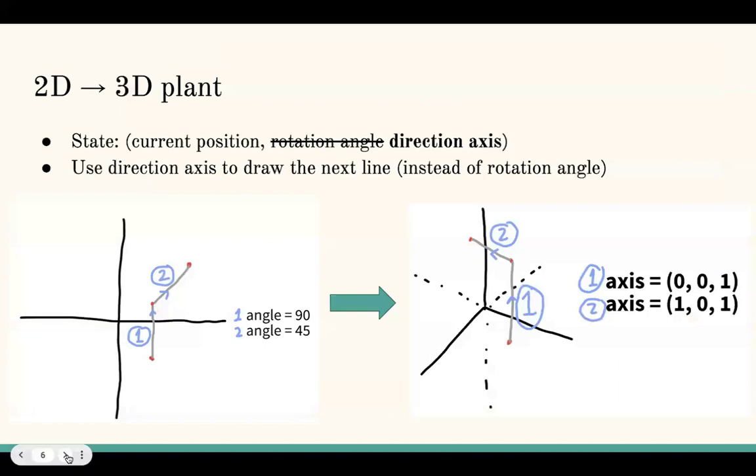One of the challenges we faced when implementing L systems was how to make it 3D. Originally, when we were calculating the L system, we stored the current state as the current position and also the rotation angle. But we had to change this so that we store the direction axis instead of the rotation angle, so that we could draw in an arbitrary direction. As you can see from the image, we used to have an angle, so we draw from 90 degrees to 45 degrees. But in 3D, now we can store an axis, so we can draw in any arbitrary direction. Originally we have 0, 0, 1, and now if we want to draw in a different direction, we change the axis and draw in a different direction.